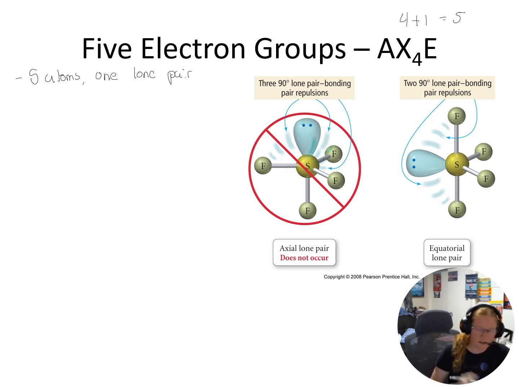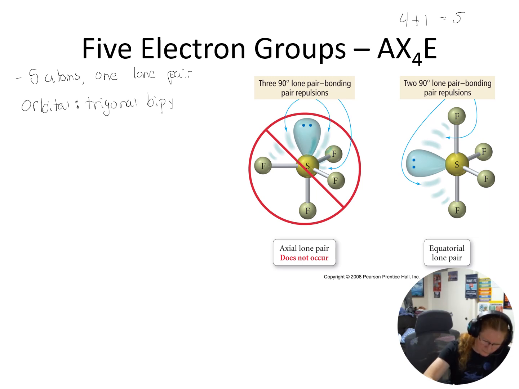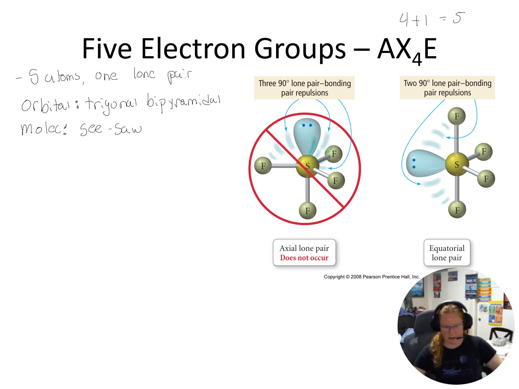Okay. And so if you saw the pictures I had on the other side, what we have is orbital geometry. That's still our trigonal bipyramidal. But now our molecular geometry, or the shape of our molecule, is what we call seesaw. Okay, so why do we call this seesaw?